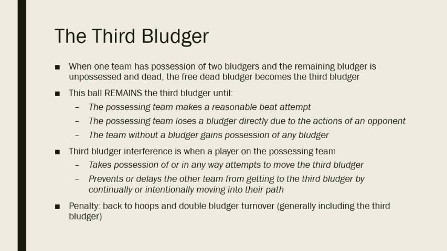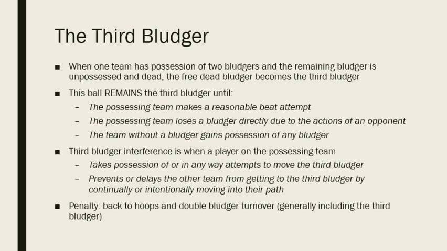So, reasonable needs to be at an eligible target. If you throw it at someone who's immune or a keeper who's immune, then this clause doesn't activate, and the third bludger is still the third bludger. If you relinquish it over towards their hoops, that's not a reasonable beat attempt. The third bludger remains the third bludger.